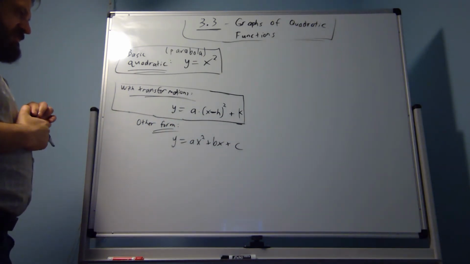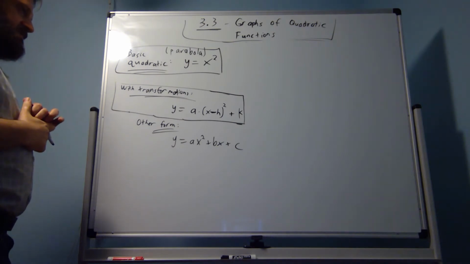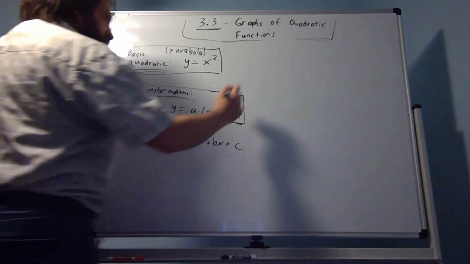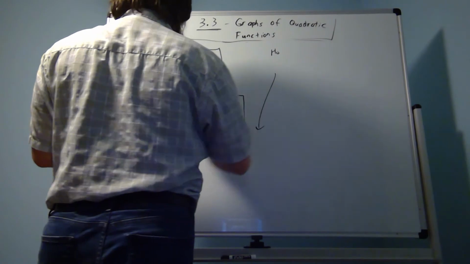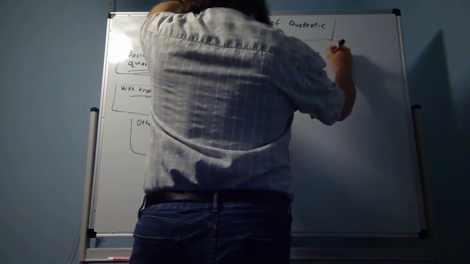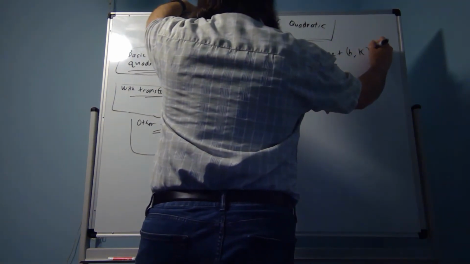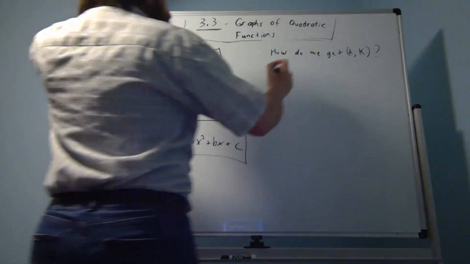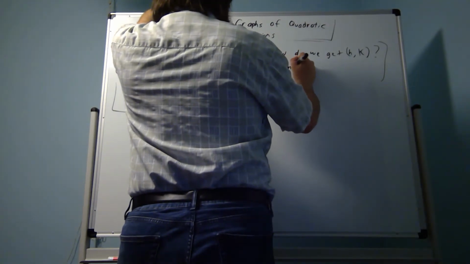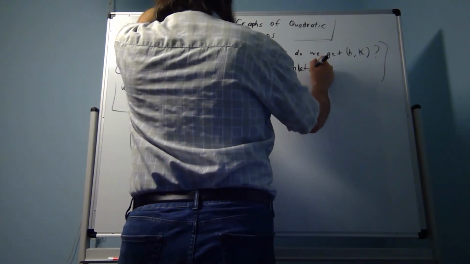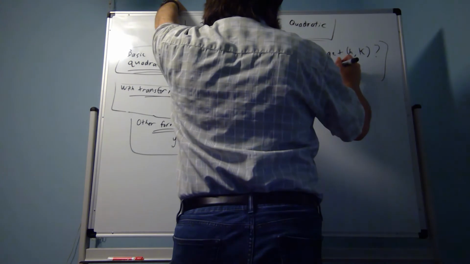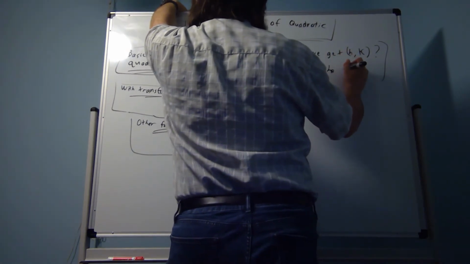So what I want to do is, how do we get the vertex? Well, what we learned is that you can always do it. It's always possible. We didn't have a name for it. We didn't call it the vertex when we did completing the square. But that's our new word for the thing that we end up with.